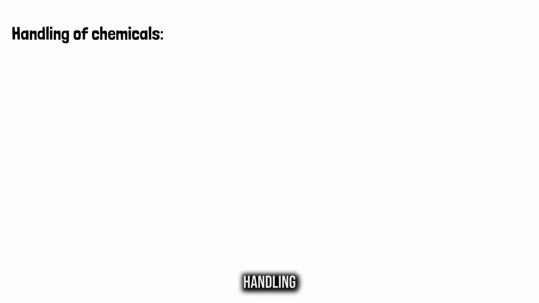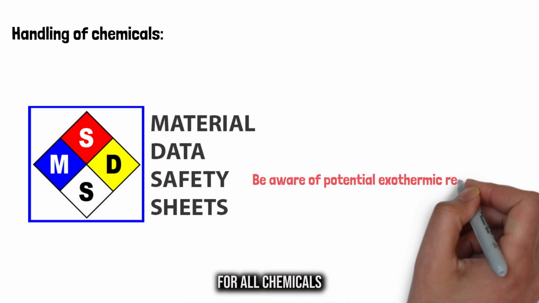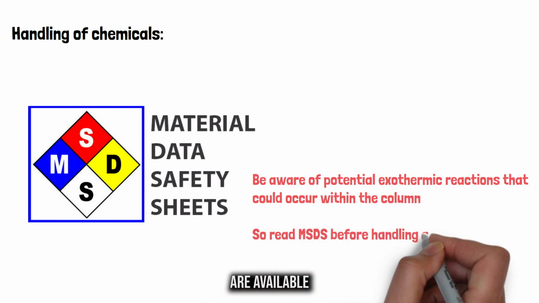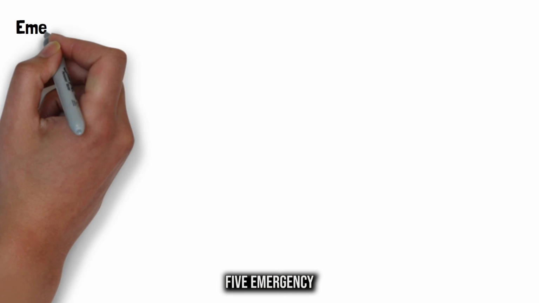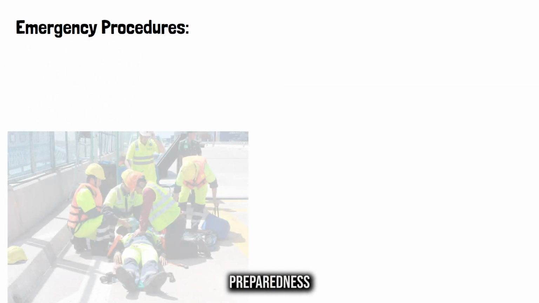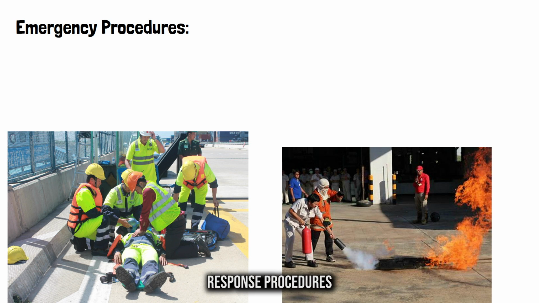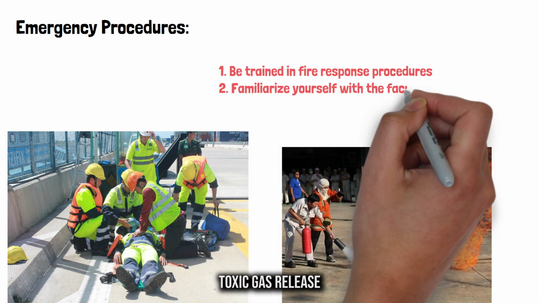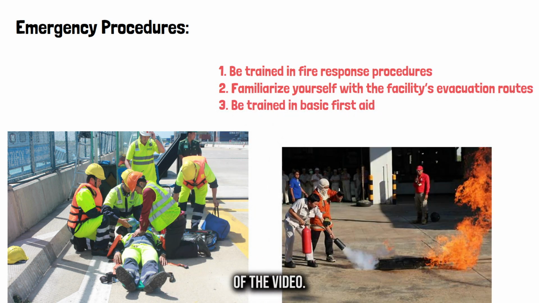4. Safe handling of chemicals. Ensure that MSDS, meaning Material Safety Data Sheet, for all chemicals used in or produced by the distillation process are available and understood by all personnel. 5. Emergency response preparedness. Develop and practice emergency response procedures for scenarios such as fire, explosion, toxic gas release, and spill containment. There is an end of the video.